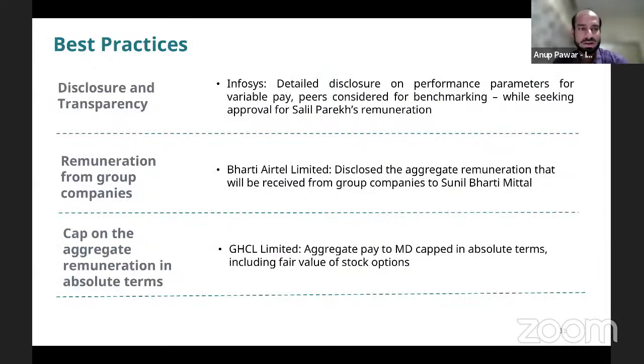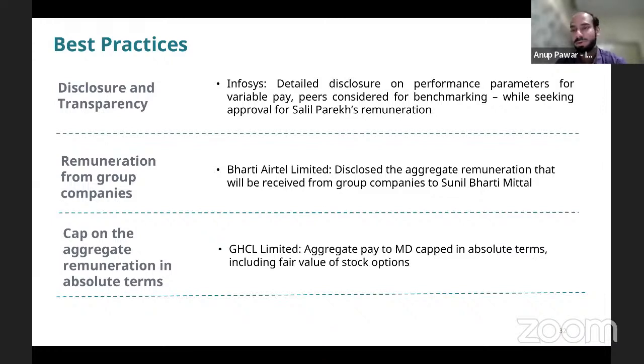So some of the best practices that we've seen, like I said, Infosys does a phenomenal job when it comes to remuneration, ESOP disclosure, and generally, I think on all governance and ESG parameters. If you want to look at some of the best practices in the industry, you can go to Infosys' site, go to their annual report, look at their sustainability report, and get a fair sense of how well they do these disclosures.